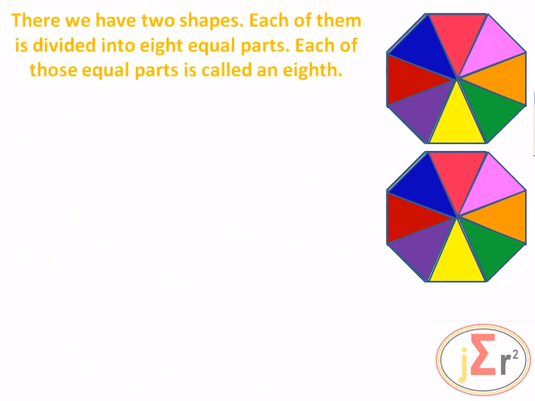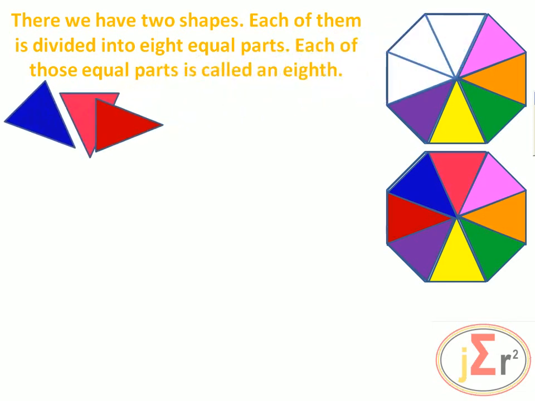There we have 2 shapes. Each of them is divided into 8 equal parts. Each of those equal parts is called an eighth. So we have 2 diagrams right there. 2 shapes. 2 identical shapes, as a matter of fact. So what do we say?